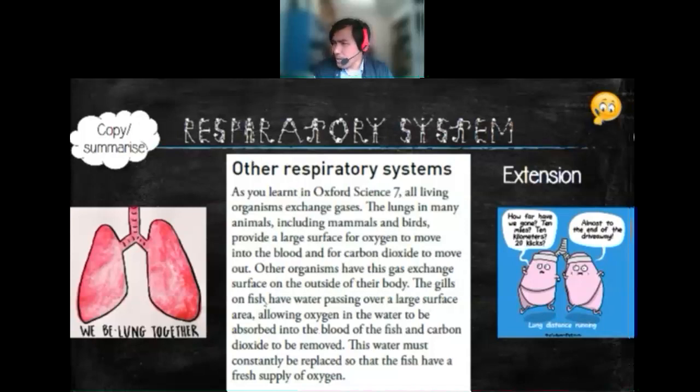Now, this is a bit of an extension. So if you want to have a look at the respiratory system for the other animals, you guys can have a read of this one here. And I hope you guys enjoy this pun as well.